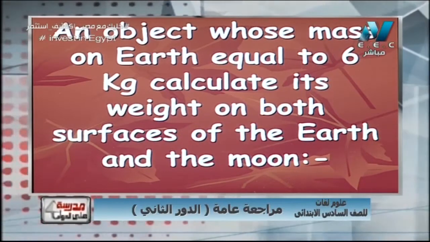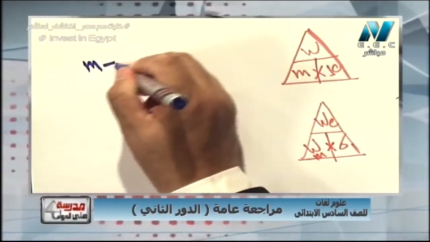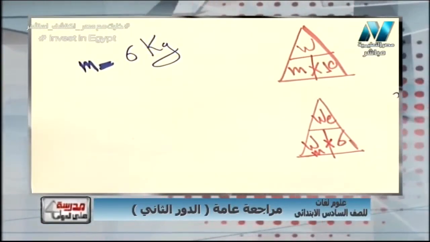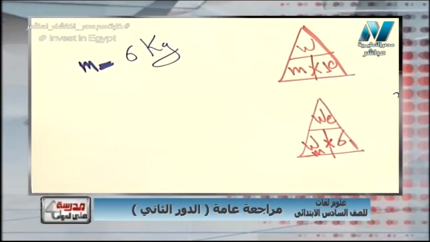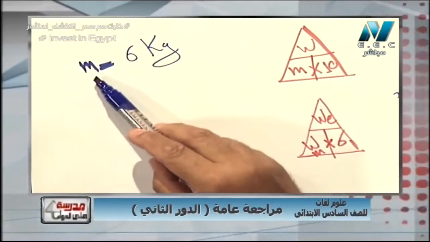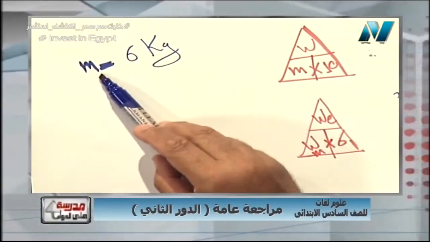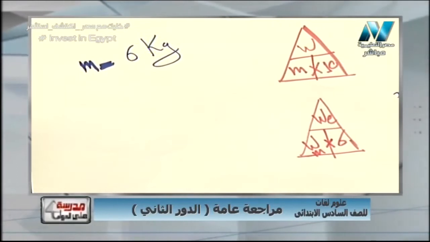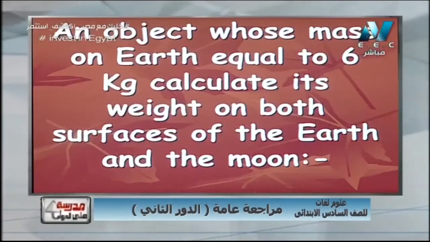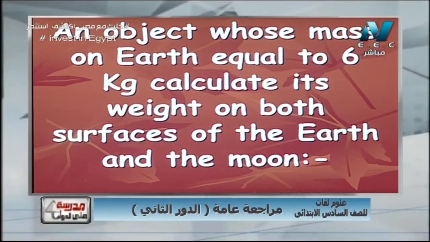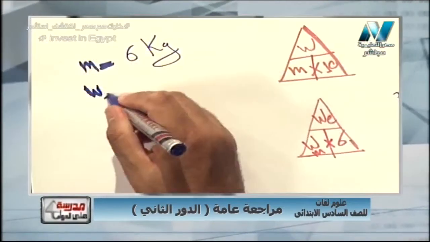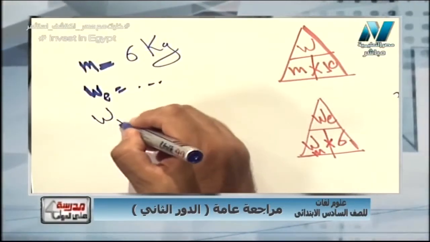So now I will write the object mass, mass equal 6 kilograms. Okay? You must note, ناخد بالنا كويس قوي, الماس عند الإيرث أو عند المون نفس القيمة, the same value, ما بتتغيرش. ما حدش يقول لي هنا ماس، هو بيقول لي ماس on the earth، اكتب تحتها إيرث أو أي، لا، هي ماس حاجة واحدة سواء عند الإيرث أو عند المون. Whatever the mass, it's placed, it doesn't change. Calculate its weight on both surfaces of the Earth and on the moon. هنا مطلوب مني أحسب weight عند الإيرث and weight on the moon.